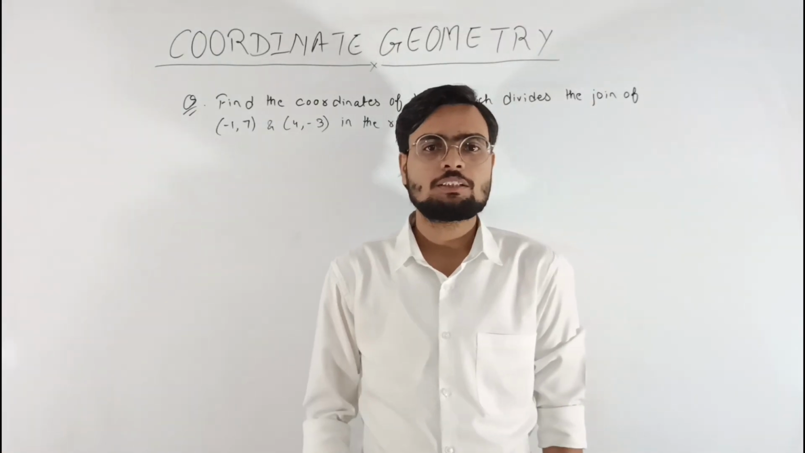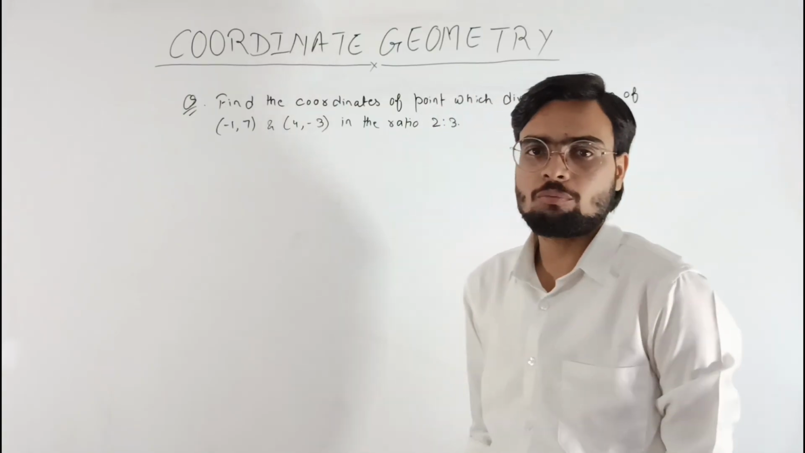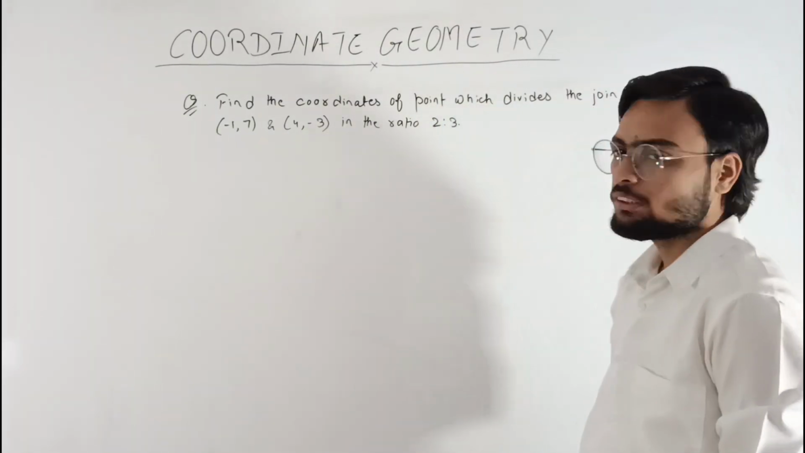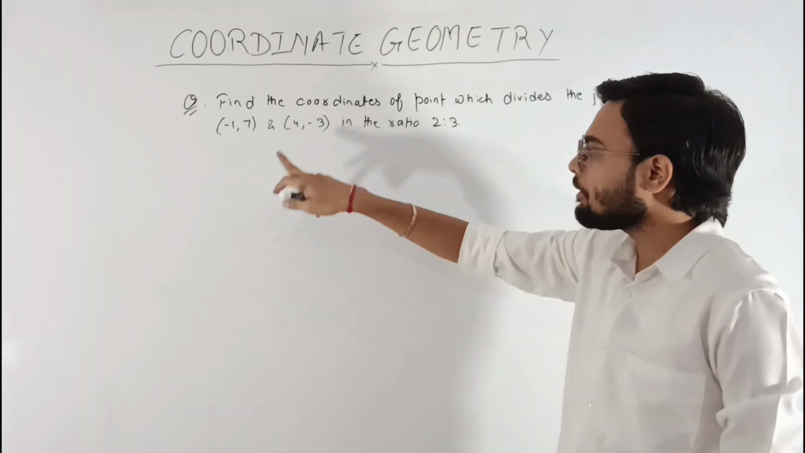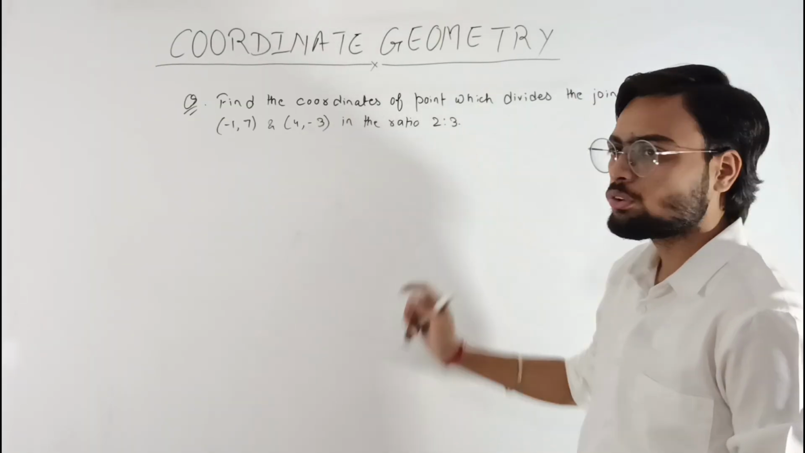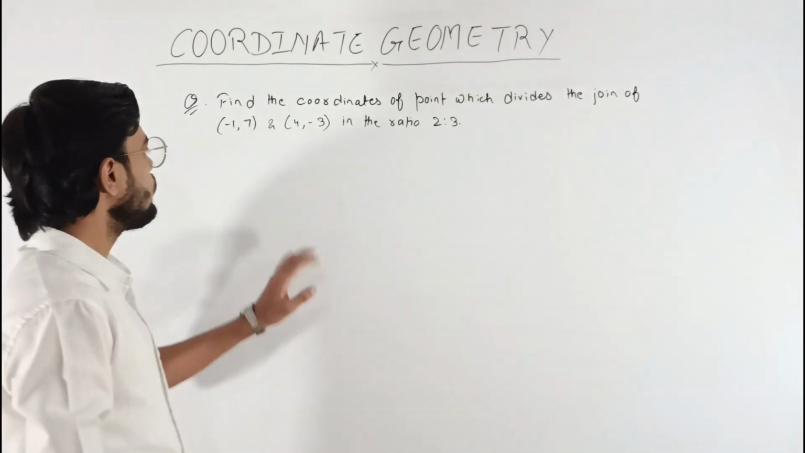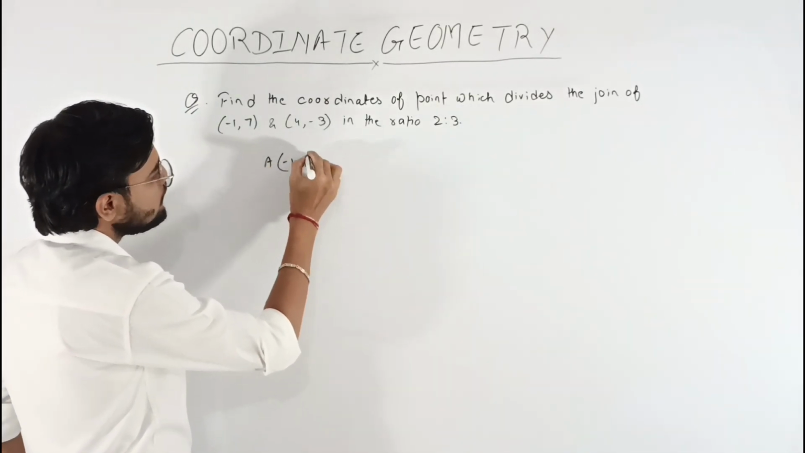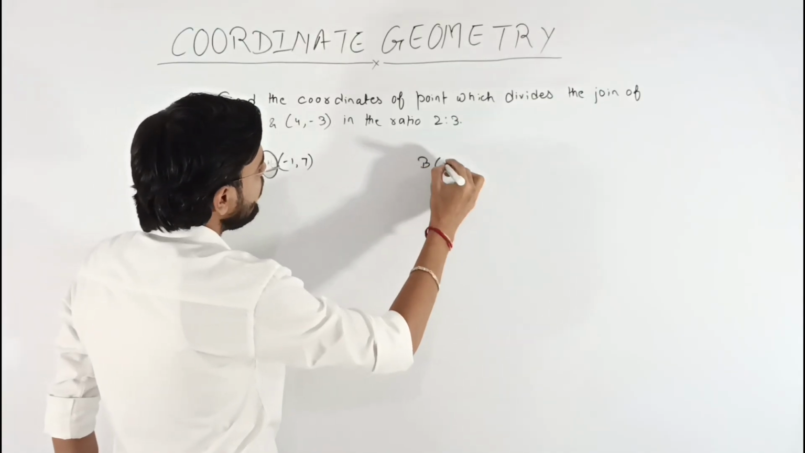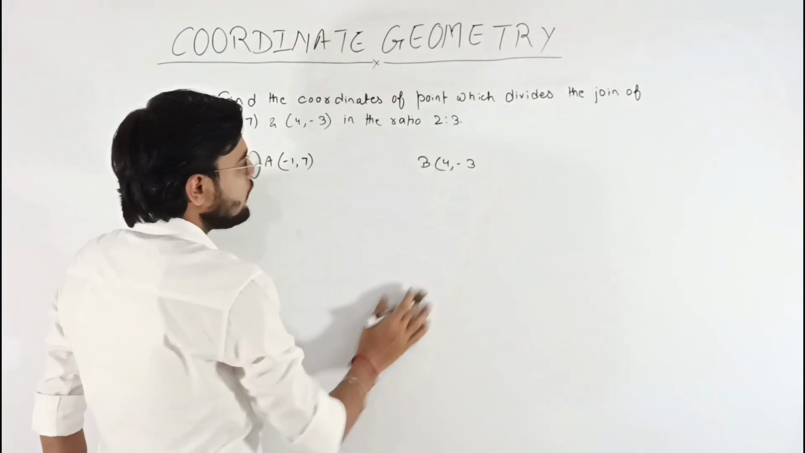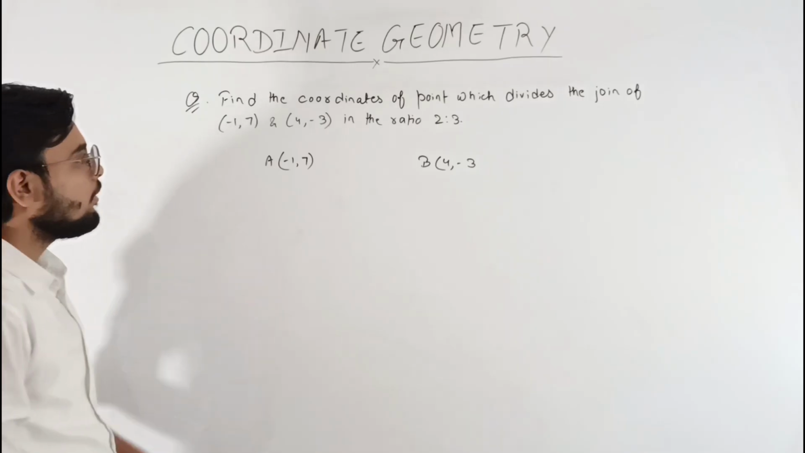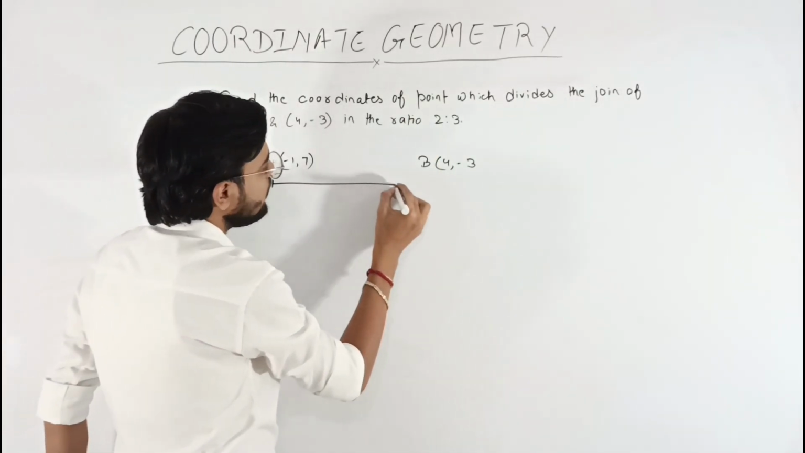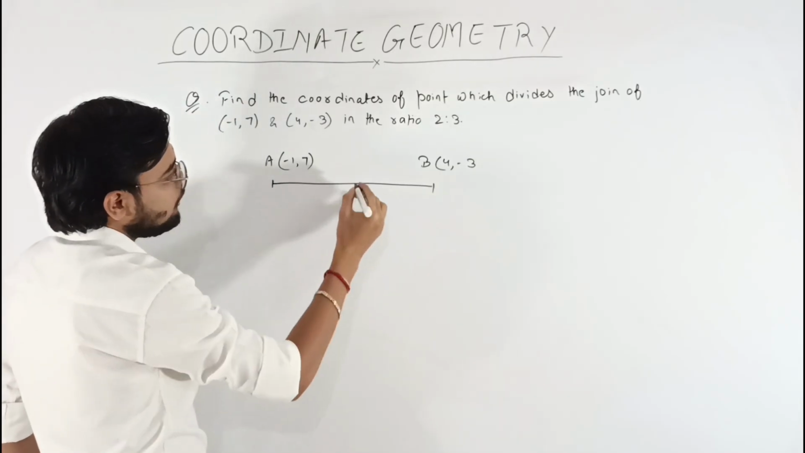Okay. Now let's practice some questions related to section formula. So our first question is, find the coordinates of a point which divides the join of -1, 7 and 4, -3 in the ratio of 2:3. Look, we have two coordinates. Okay, let's name them. Coordinate A is -1 and 7, and there is another coordinate which is 4 and -3. The question says we have to find the point which divides the join, which means this is a line AB. We have to find the coordinate of a point.